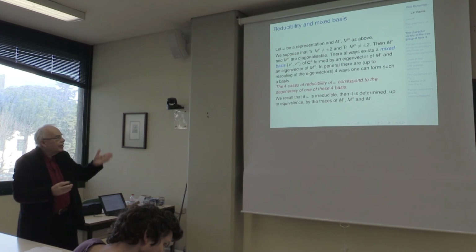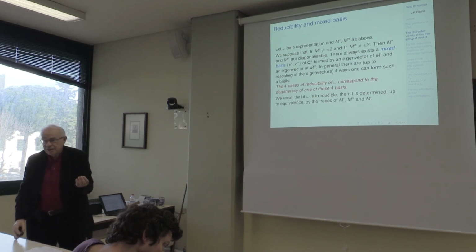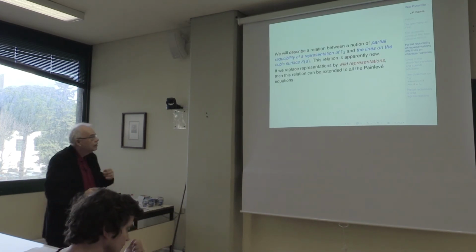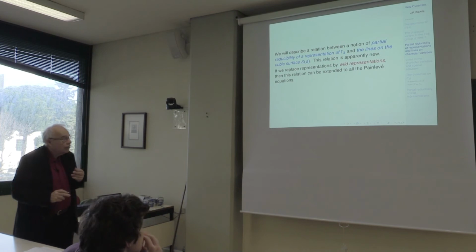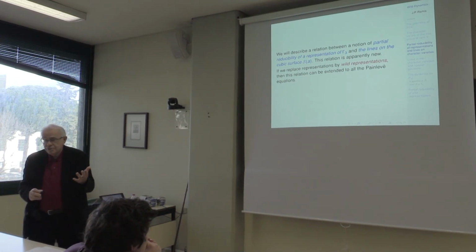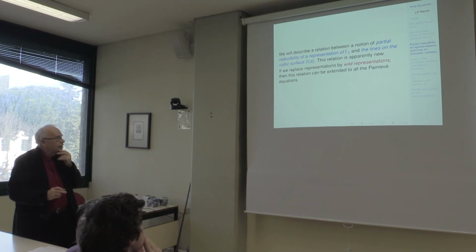In general, you have 4 ways to build such mixed bases. But you have degenerate cases, where it could be possible that you have common lines. So geometrically, the cases of reducibility correspond to the degeneracy of one of these mixed bases. So it's very simple, but this is the fundamental idea. Okay, so starting from that, it's reasonable to introduce a notion of partial reducibility for representations of a free group of rank 3.